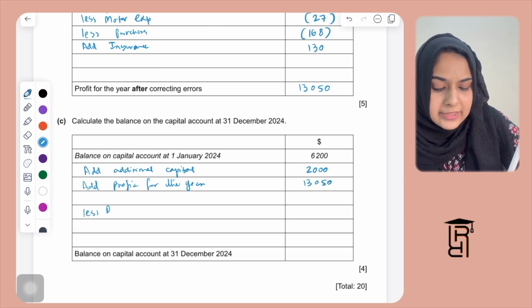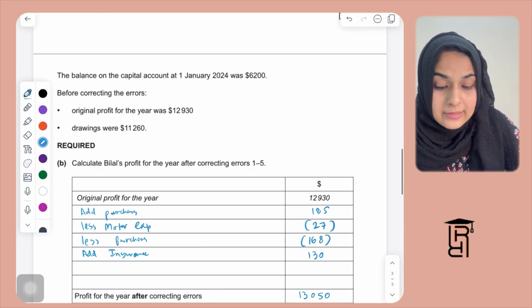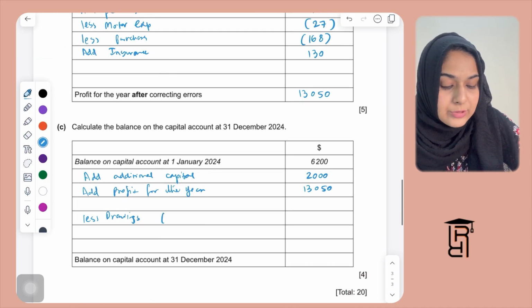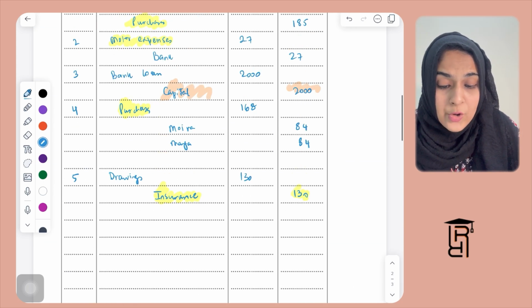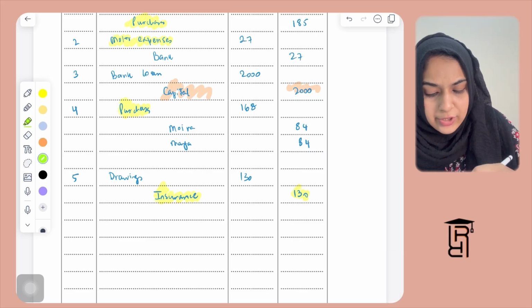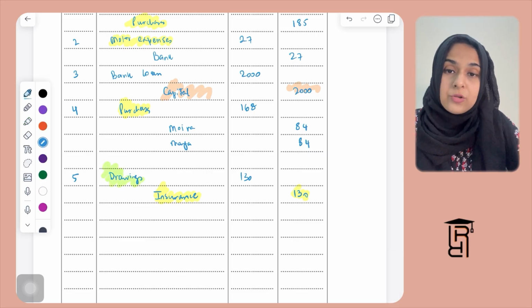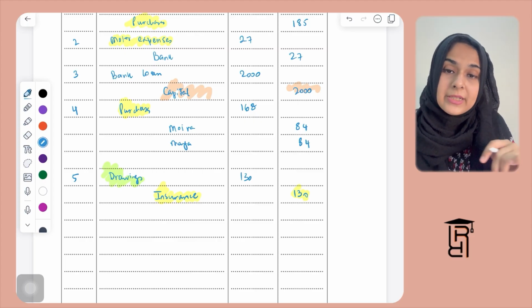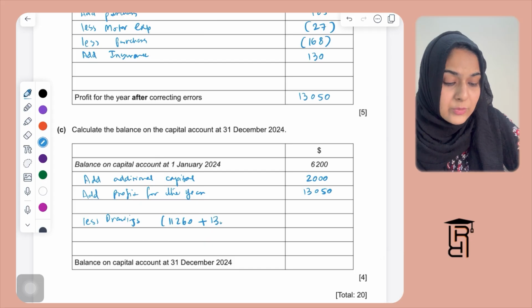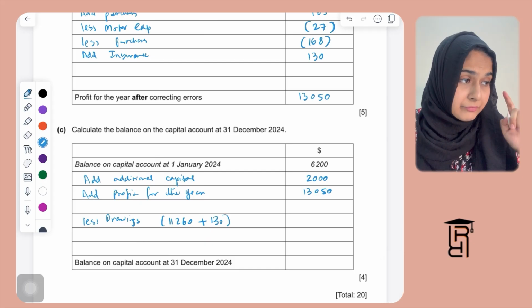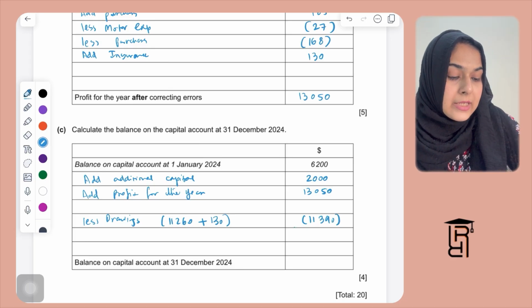And then I'm going to write here less drawings. So I'm going to adjust the drawings in one second. So drawings were 11,260, right? So this was the opening balance of drawings. And now in one of the entries, I have debited drawings. It's right here. When I debited the drawings account, that means I have increased the drawings, because drawings always increase on the debit side, right? So if I have increased the drawings, I need to add this, right? So I'm going to add 130 to 11,260.